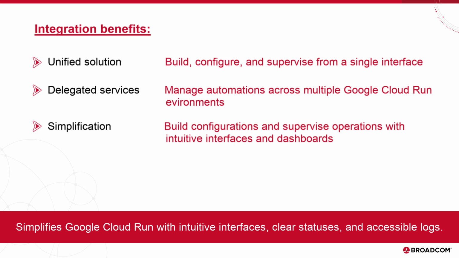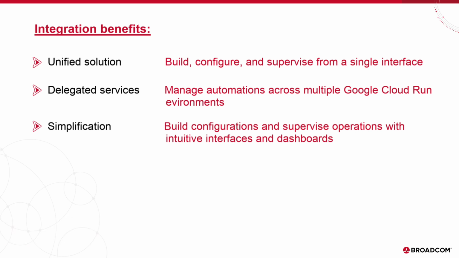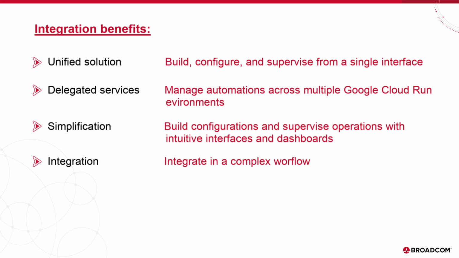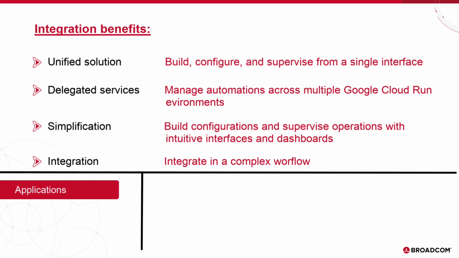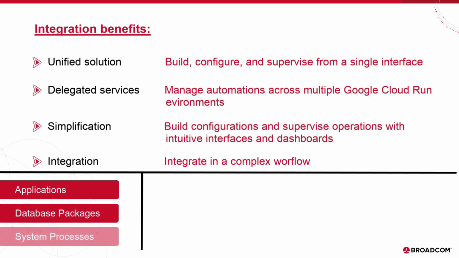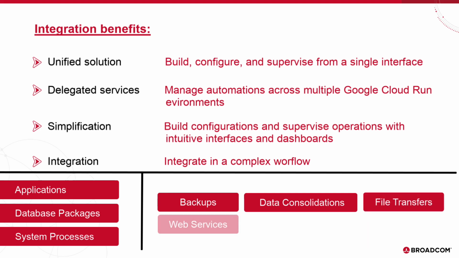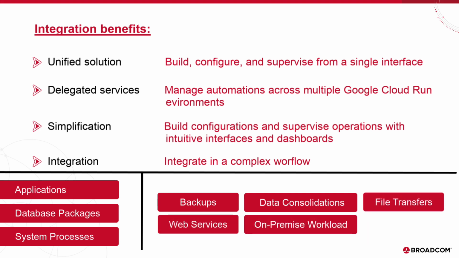From an operations perspective, AutoSys greatly simplifies the configuration and orchestration of Google Cloud Run. Externalizing operations to a tool with a high degree of third-party integration means we can synchronize all cloud with non-cloud workloads. Using various agents and job object types, we can build sophisticated configurations involving multiple applications, database packages, system processes like backups and data consolidation, file transfers, web services, and other on-premises workloads.